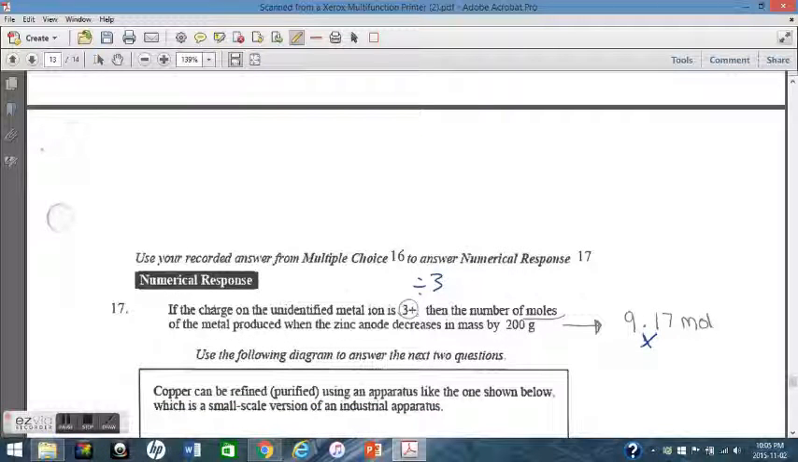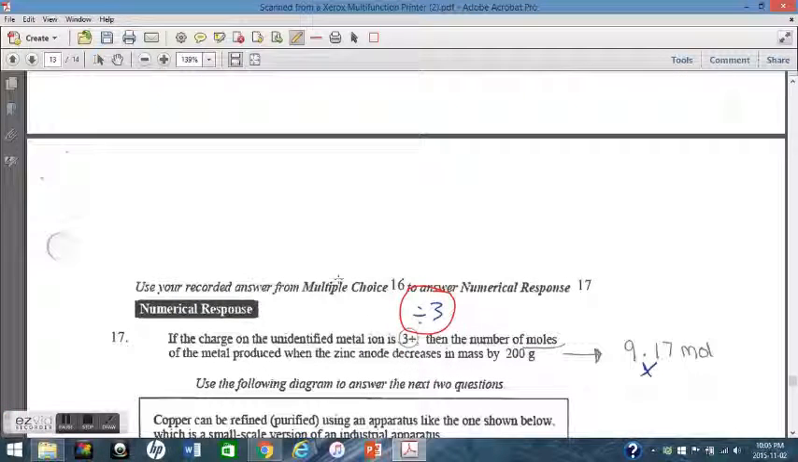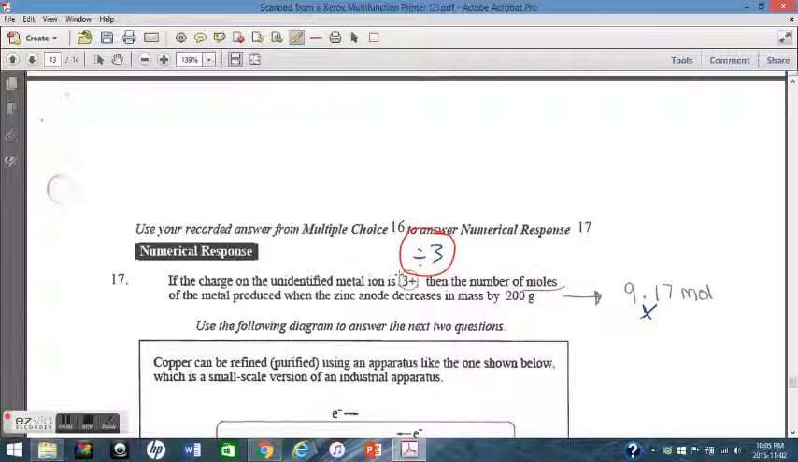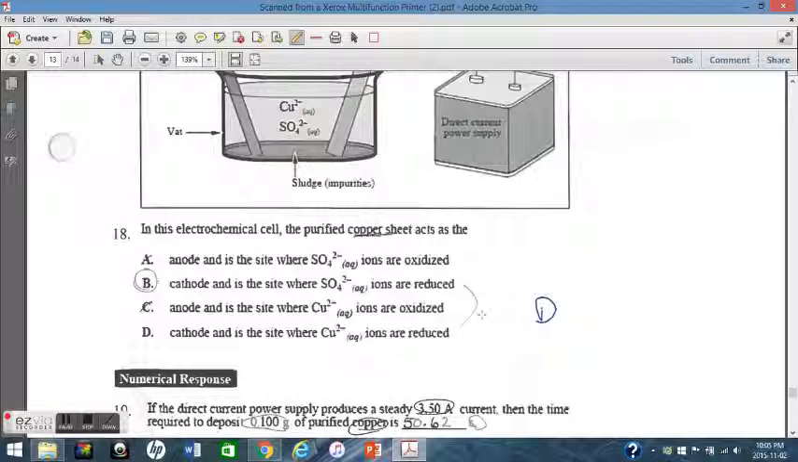Now with this one here, what we've got here is the charge on the unidentified metal ion is 3+. You're going to have to divide by 3 because once here you've got moles of electrons, you're going to have to divide by 3 or multiply by 1 over 3 to get moles of metal. And I'll just leave that where it is because it'll have to get changed as well.